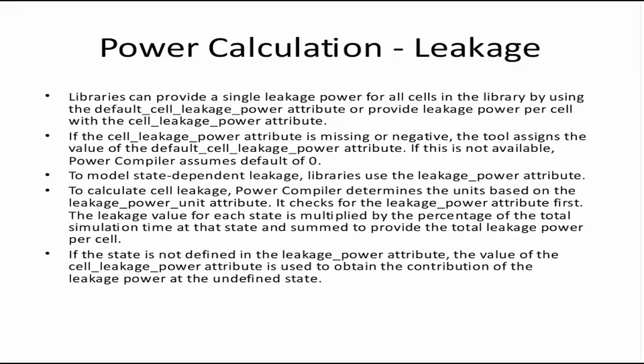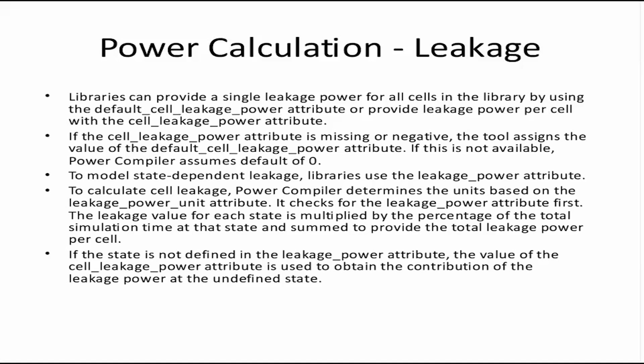So again, to calculate the cell leakage, what happens if there is a state dependent leakage? If you do not give any other information to Power Compiler, it will assume that all the states are equally probable. So it will take the average of all the states. To calculate cell leakage power, first it determines the unit based on the leakage power unit attribute. Then it checks for the leakage power attribute, the leakage value. For each state, the leakage power is multiplied by the percentage of total simulation time at that state.